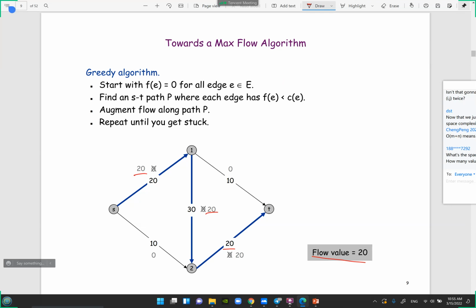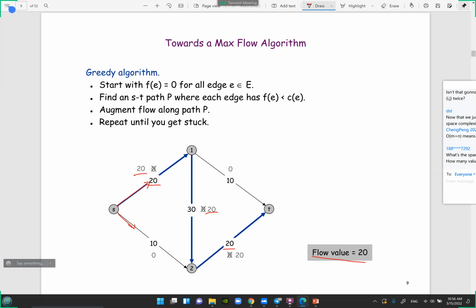All right, so that's one. Once you send 20 units of flow, you see that you can't run this algorithm anymore. You cannot send any additional flow using this greedy algorithm. For example, if you try to find another path from S to T, since we used up this entire path, which has a capacity of 20, and we're sending 20 flow along this edge, then we have to go for a different edge.